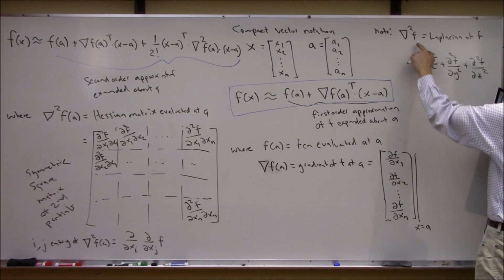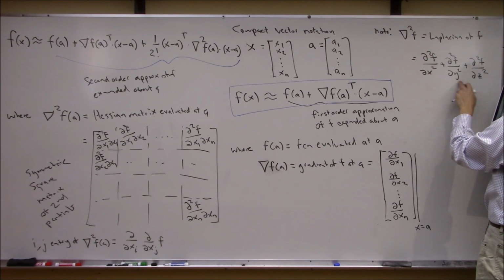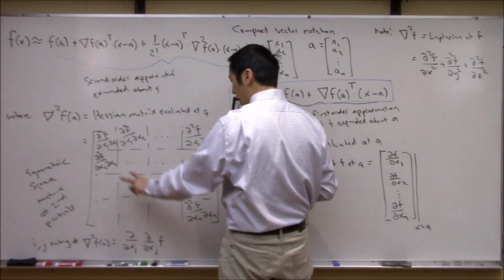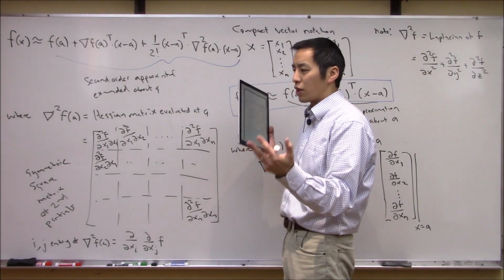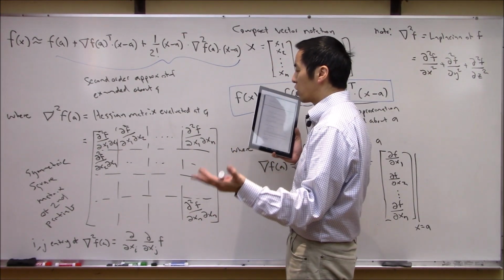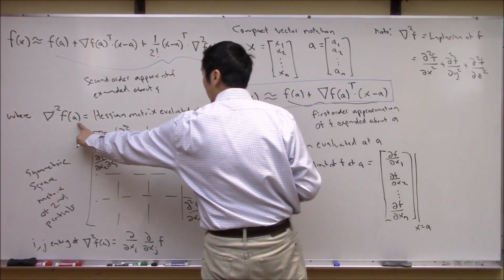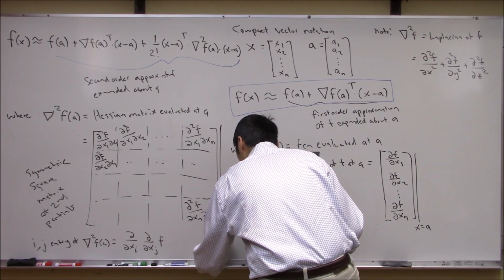The Laplacian of f is a scalar value, a scalar obtained by adding together a bunch of second derivatives. Whereas del squared f here is the Hessian matrix, which is a square matrix. So they're completely separate operators. It's just unfortunate that the same notation is used for both of these. Oh, and I should have mentioned that again, this whole thing is evaluated at x equal to a.